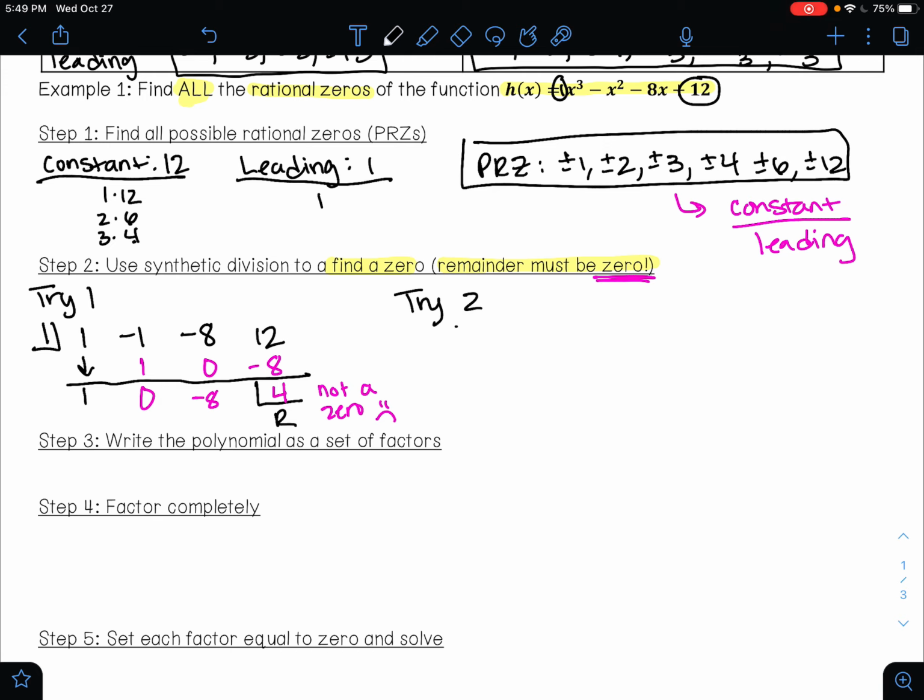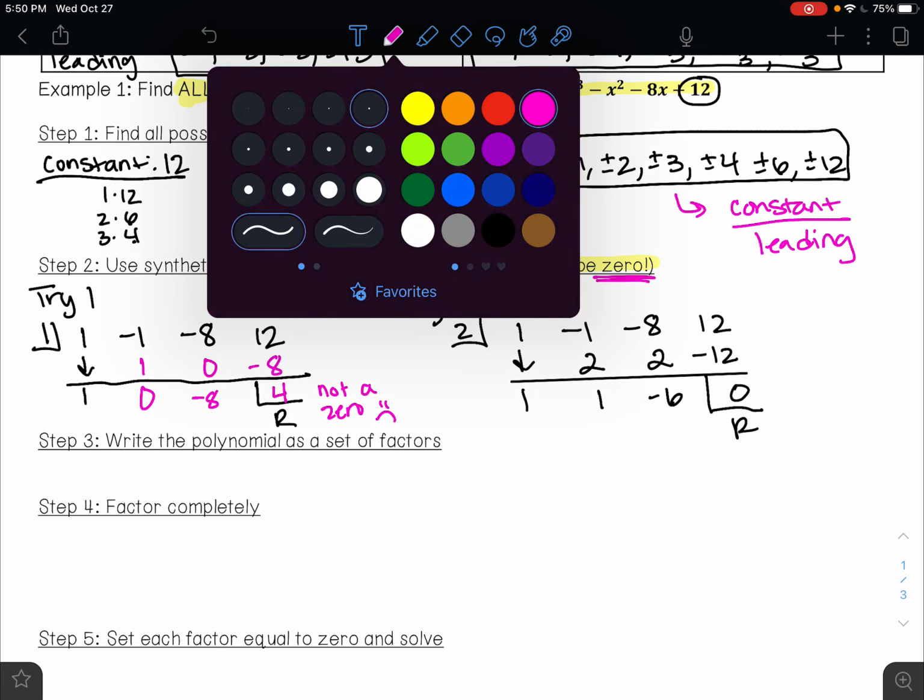So 2 is going to be the number that goes up here. And then again, my coefficients are 1, -1, -8, and 12. Always bring down your first term. And whatever I get here is my remainder. 2 times 1 is 2. -1 plus 2 is 1. 2 times 1 is 2. -8 plus 2 is -6. 2 times -6 is -12. 12 plus -12 is 0. This one is a 0.